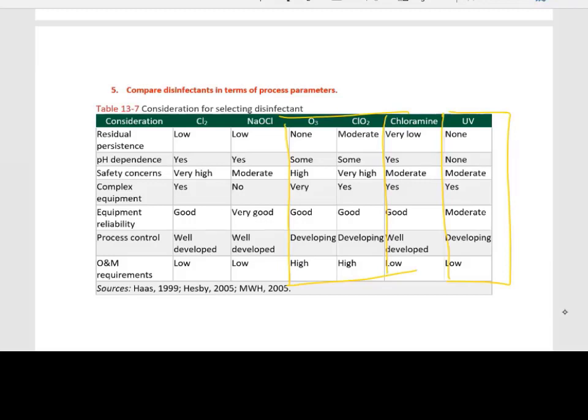Same thing with UV. UV is a little bit newer, but I would say it's developed. And that's a question we can discuss when we have the engineers from Black and Beach come in and talk to us more about UV disinfection. They'll really discuss process control for UV.